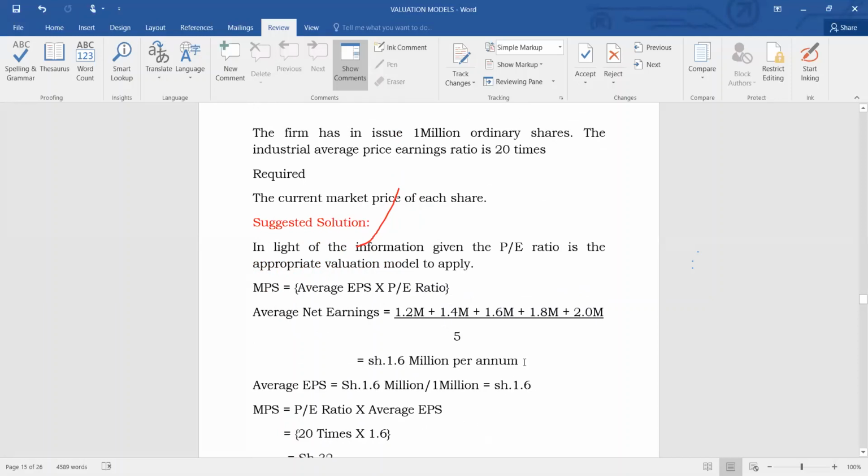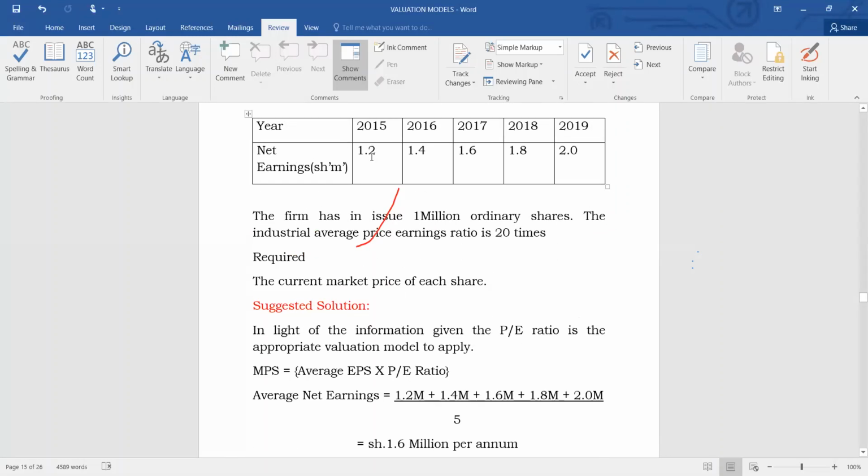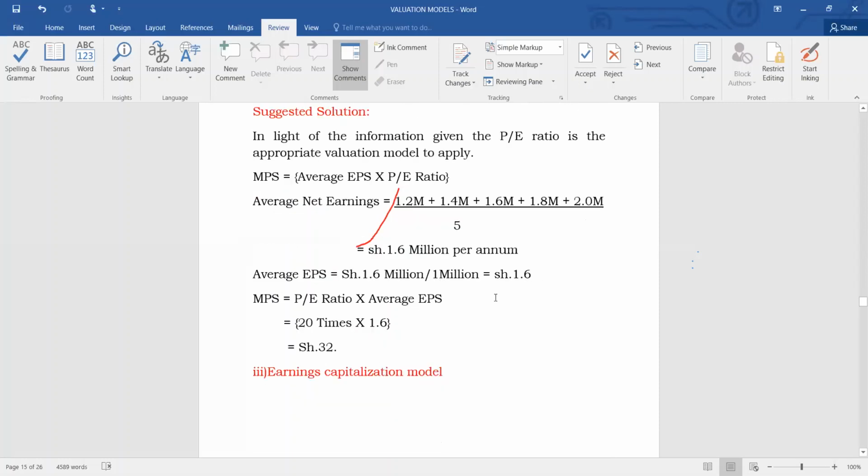Now, the other possible alternative could have been to work out earning per share in the year 2015. That is 1.2 shillings. Earning per share in the year 2016 is 1.4 million divided by 1 million, that's 1.4 shillings. The year 2017, 1.6 shillings, then 1.8. So then you divide the earning per shares by 5, you will still get an average earning per share of 1.6.